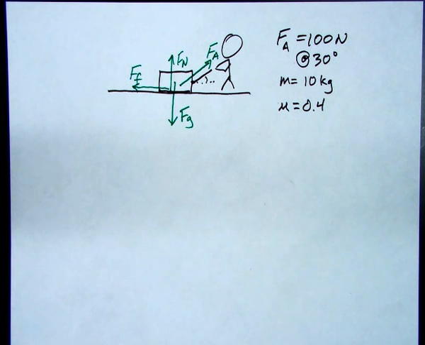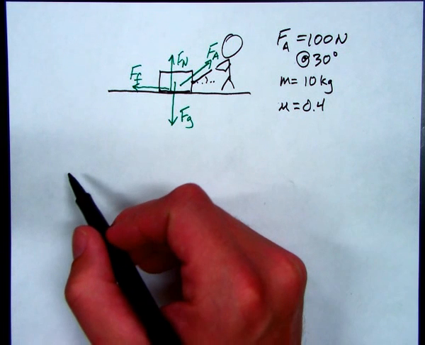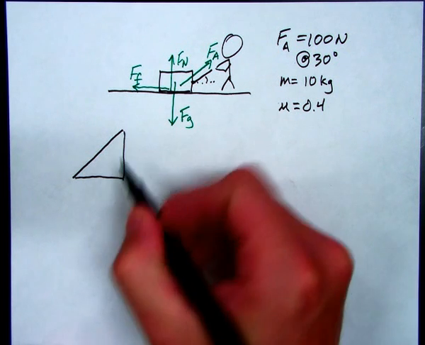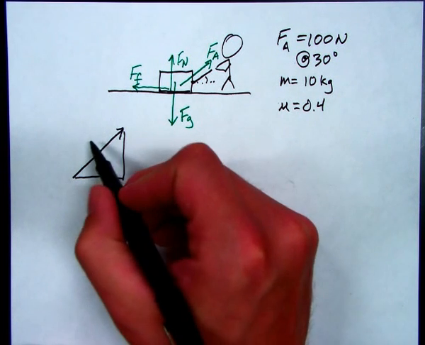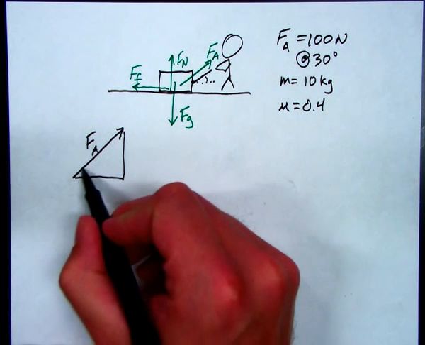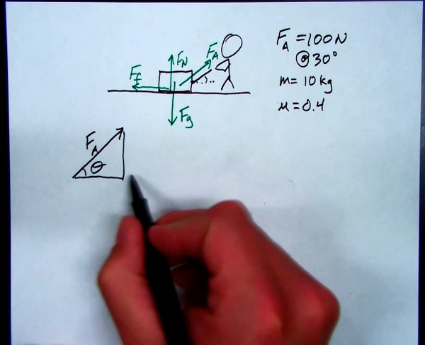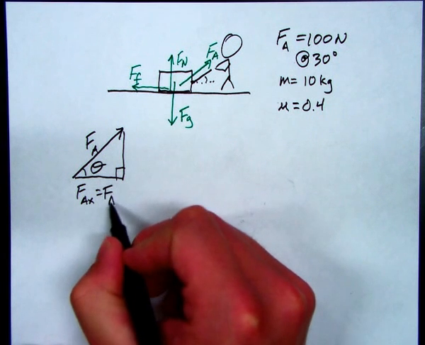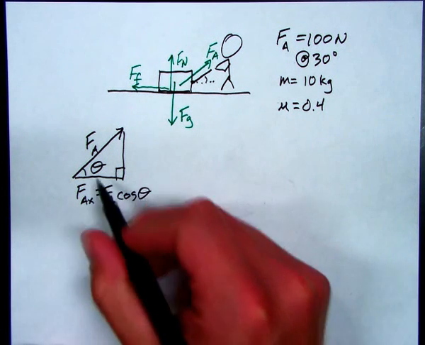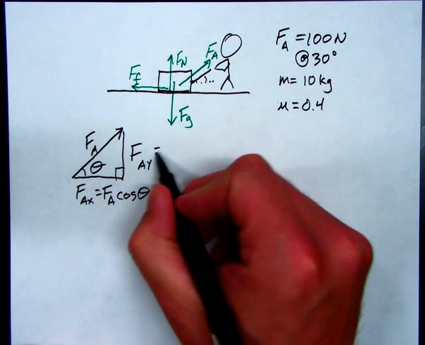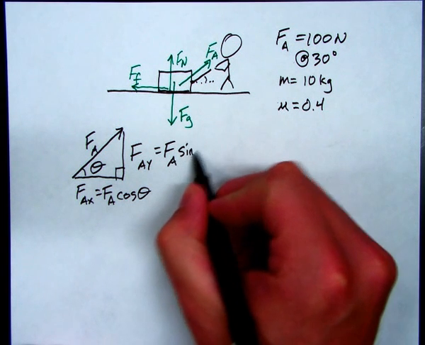So the first thing I'm going to do after making my force diagram is figure out what FAX and FAY are. And remember earlier we said if there's a force acting at some angle that I call F or FA, applied force, and the angle is theta, then this horizontal component is simply the applied force times the cosine of the angle I'm pulling it at. And this vertical force, FAY, is simply the applied force times the sine of the angle.